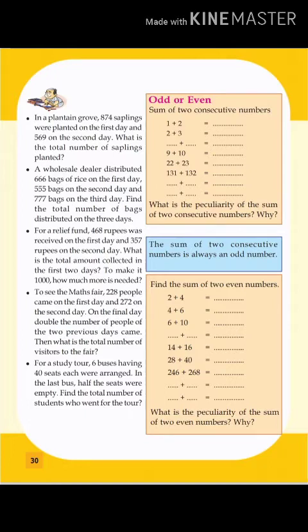Then next step, number of visitors came on the final day. On the final day, double the number of people of the two previous days came, that is double the number of people of the two previous days, that is 500 plus 500.